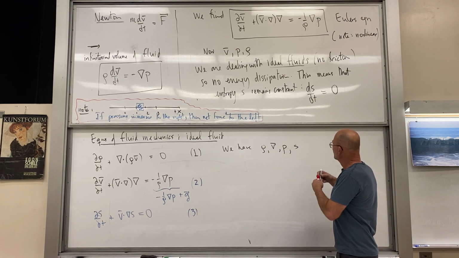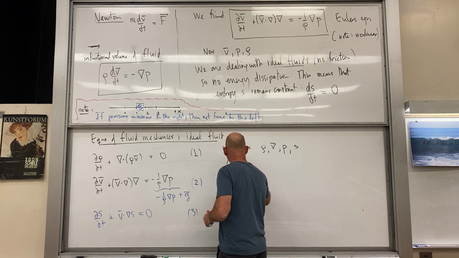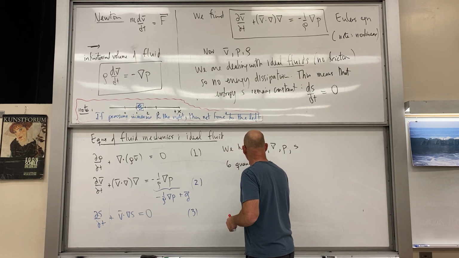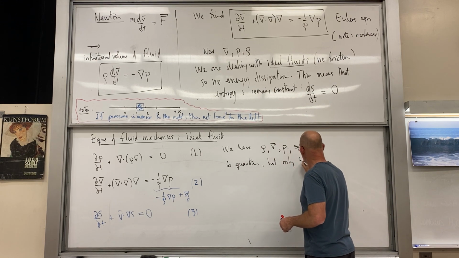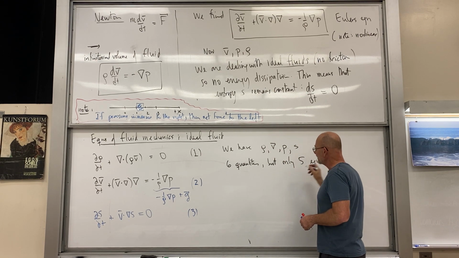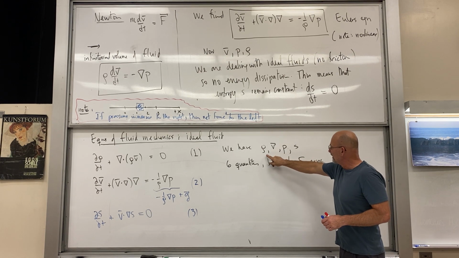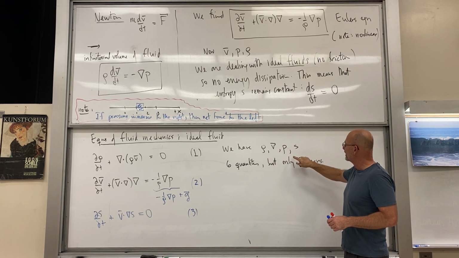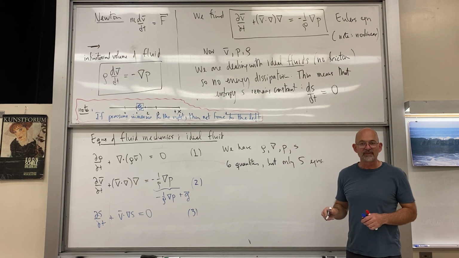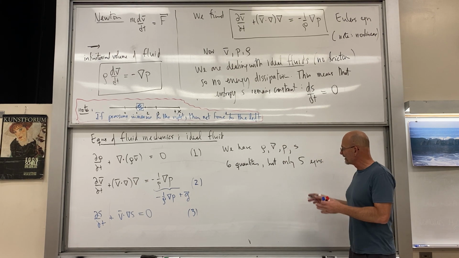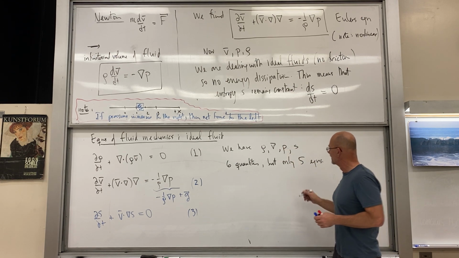So that's 6 quantities, but only 5 equations. And this is where thermodynamics would come in, because you would always be able to link these equations via an equation of state. Okay, and that equation of state would be your extra quantity that's linking these.